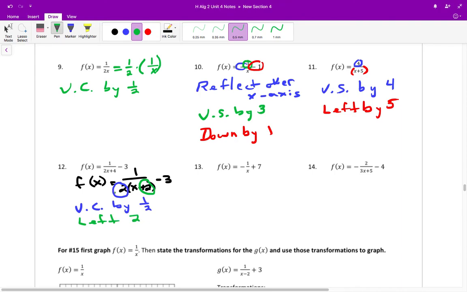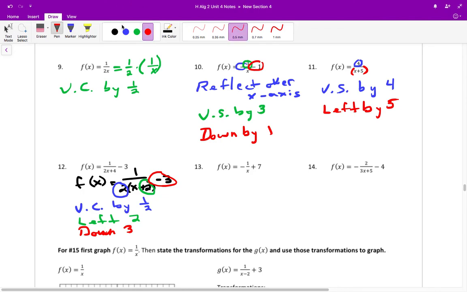If you didn't factor out a 2, you can still get that there's a left by 2 transformation by setting 2x plus 4 equal to 0 and solving for x. When you solve for x, in that case, you get negative 2. That would have given you a hint that you're going left by 2. But probably the easiest way is to just factor out that number. Okay, and then this last part, the negative 3, is what's going to tell you that you are also going down by 3.